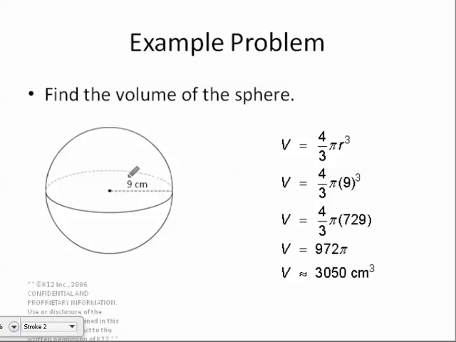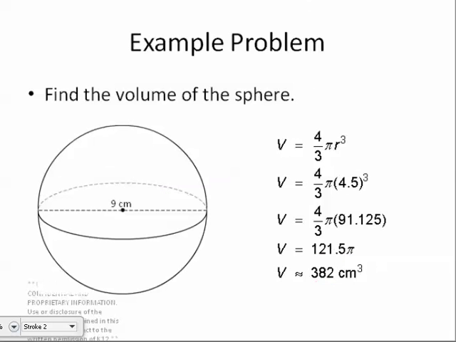If I've got a radius of 9, I'm going to take 9 cubed. 9 times 9 times 9 is 729. Divide by 3, multiply by 4, and I wind up with 972 times pi, which is about 3,050 cubic centimeters. How about this one? 4/3 pi r cubed, diameter 9, half of 9 is 4.5, 4.5 cubed is 91.125. Multiply by 4, divide by 3, you get 121.5 times pi, or approximately 382 cubic centimeters.